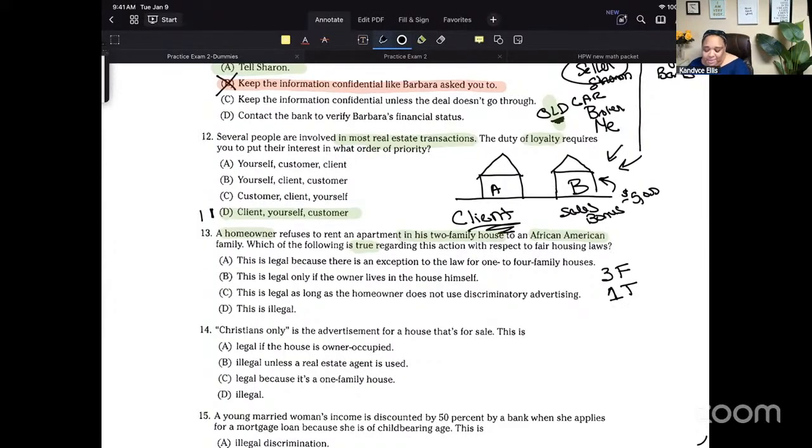Is it A? This is legal because there's an exception to the law for 1 to 4 family houses. B, this is legal only if the owner lives in the house himself. C, this is legal as long as the homeowner does not use discriminatory advertising. And D, this is illegal. What say you for number 13?